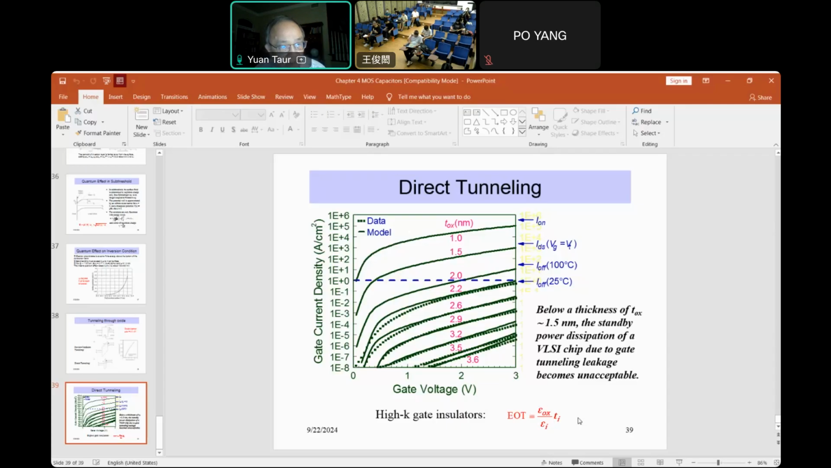Okay, so this is the end of chapter 4. And next we go to chapter 5, MOSFET.